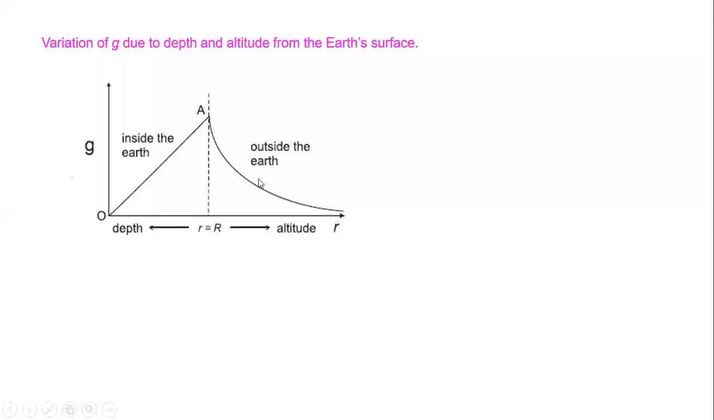So I hope everyone understood this relation. Variation of acceleration due to gravity with depth and altitude. With depth, it increases linearly as distance increases, with distance measured from the center of the earth. On the surface it is maximum. As we go above the surface, meaning height increases, it again starts decreasing, and it decays exponentially. We are not touching the zero line because we don't know at what point the acceleration due to gravity is zero.